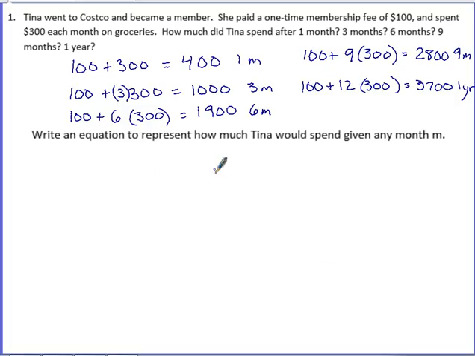Write an equation to represent how much Tina would spend given any month M. So here they gave us numbers, fine, 3 months, fine, 6 months. Now we just want to know any month, okay? The math doesn't change. She's still going to spend $100. Then she's going to go and every so many months, she's going to spend $300. Well, we don't know how many months, so we just say M. So now I have M times 300, and I'm just going to rewrite that in the way that we're used to seeing it. So 300M.